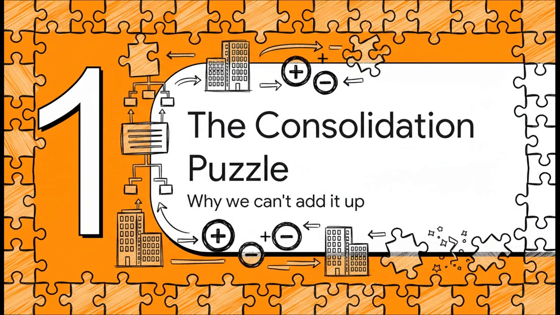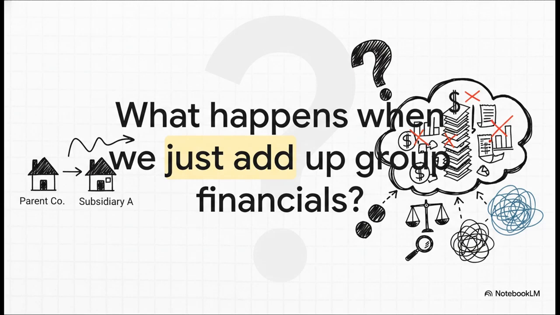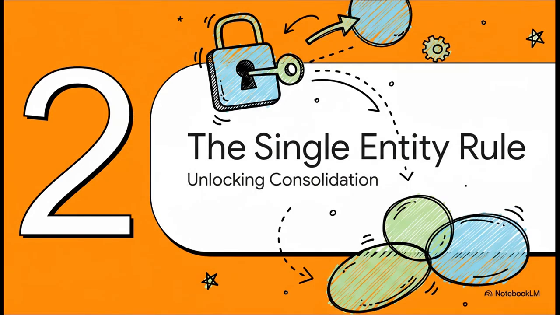All right, first up, the consolidation puzzle. Seriously, why can't we just add everything up and call it a day? I mean, it seems so logical, doesn't it? You've got a parent company, it owns a subsidiary, just smash their financial statements together and you're done. But if they've been selling things back and forth, you create a huge mess. You end up double counting and inflating everything: revenue, expenses, assets, liabilities. It gives anyone looking at those statements a totally misleading picture of how big the group actually is and how well it's really performing. And that leads us straight to the solution, the single entity rule.